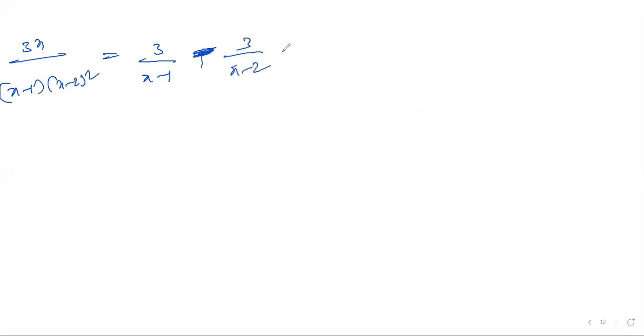Substitute all the answers and you can write the answer. I'm writing it directly on the next page: 3x by (x minus 1)(x minus 2) whole square. The value of A is 3, right? So 3 by x minus 1. The value of B is minus 3, so minus 3 by x minus 2. The value of C is 6, so 6 by (x minus 2) whole square. Still no problem. Okay.